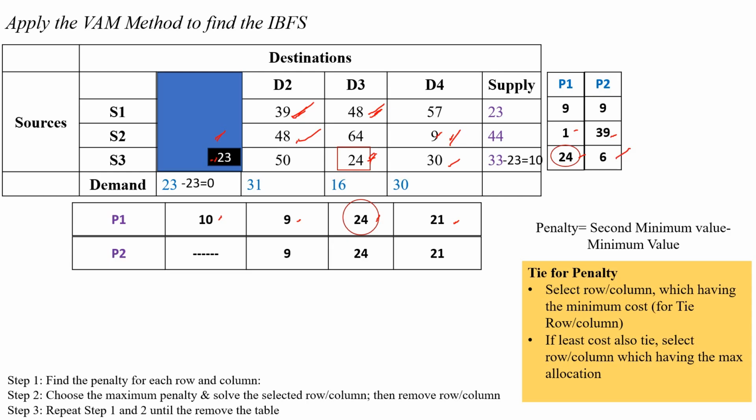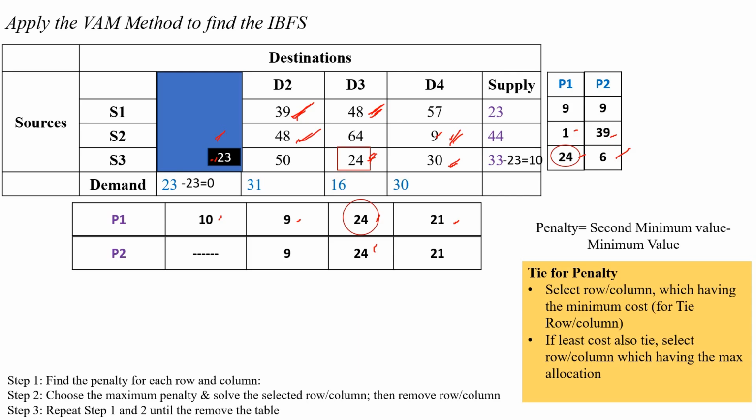For the first column, there is no D1 column. For the D2 column, the minimum value is 39 and the next to minimum value is 48. So the penalty is 9. For the D3 column, the minimum value is 24. The next to minimum value is 48. The penalty is 24. And the D4 column, the minimum value is 9 and the next to minimum value is 30. So the penalty is 21.